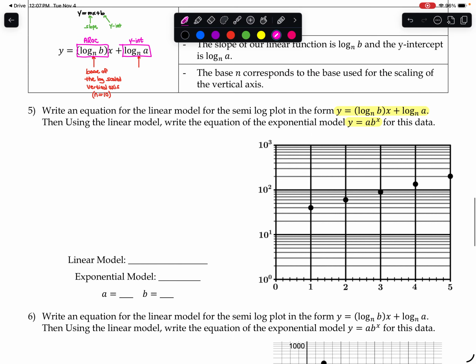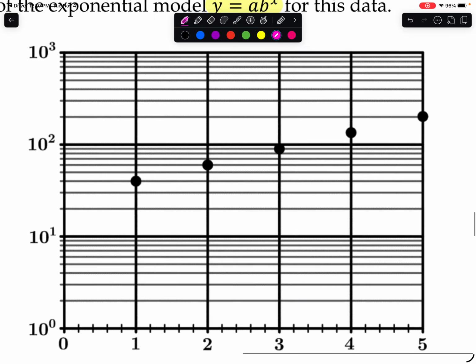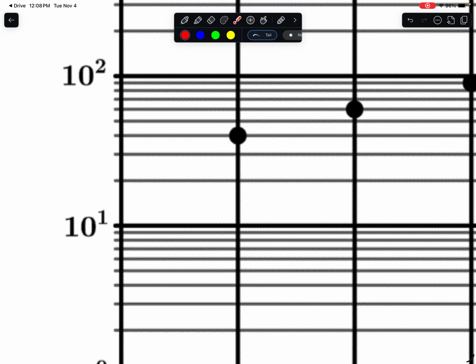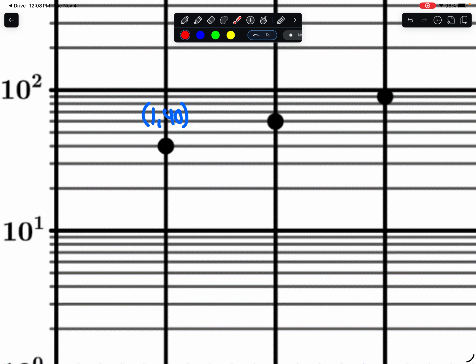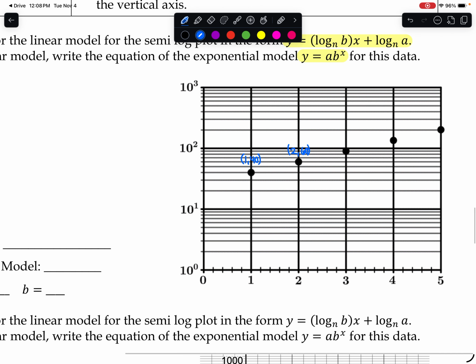So looking down here, I want to first identify the points on my semi-log plot. When I look at these points, I can see my first point is going to be in between 10 and 100. So that means in this tier, I want to count by tens. So this would be 10, 20, 30, 40. So my first point here is 1, 40. And then my next point, we're still in that same tier, so 10, 20, 30, 40, 50, 60. So this would be 2, 60. And really those are the only 2 points you need in order to write the equation.